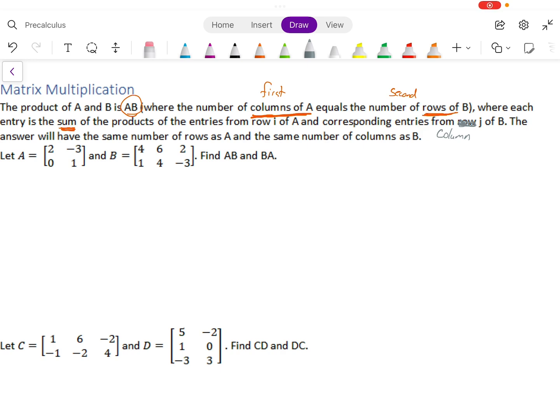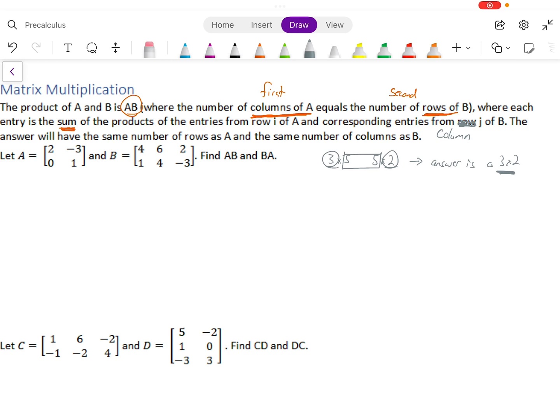The answer will have the same number of rows as A and the same number of columns as B. So let's just think about that for a second. When we multiply two matrices, if we have a 3 by 5, we can multiply it by a 5 by 2 because the columns of the first has to equal the rows of the second. And our answer is going to be a 3 by 2. So that's important to know. If we can multiply them, it does work out, and you'll see that it will just end up being a 3 by 2.